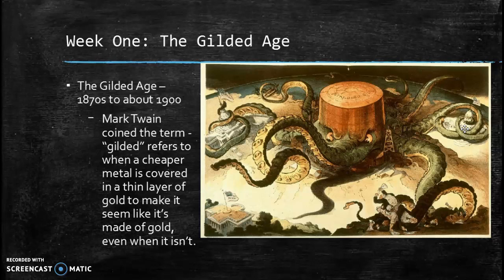The Gilded Age has some of the best political cartoons in American history. And here's one where there's a big octopus. You can see this octopus has its tentacles wrapped around government in Washington, D.C., wrapped around sort of just all over the United States. This octopus is Standard Oil, which was the big oil company of the late 1800s.